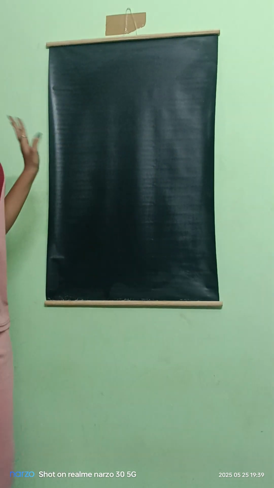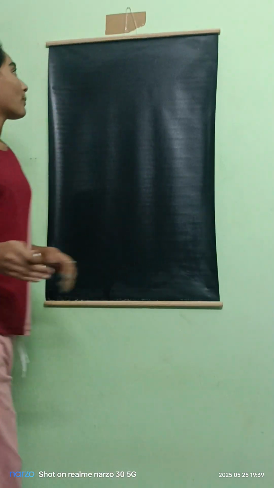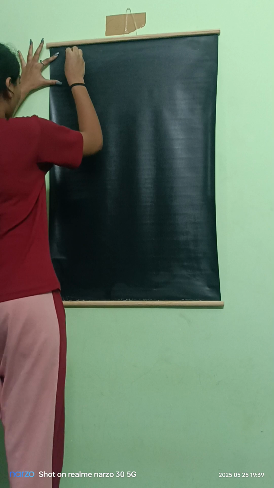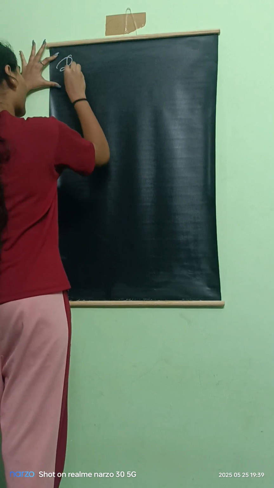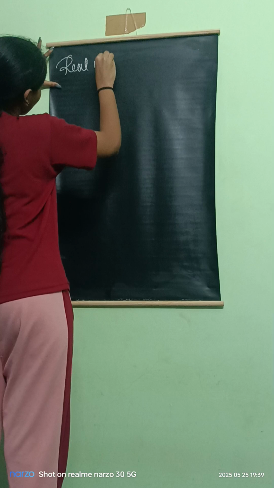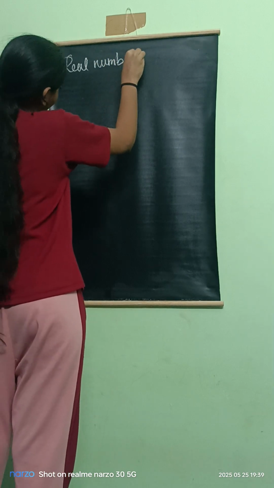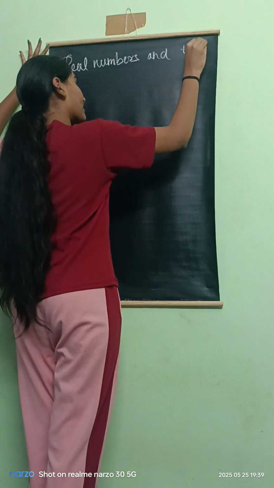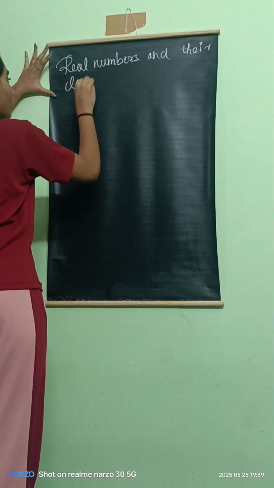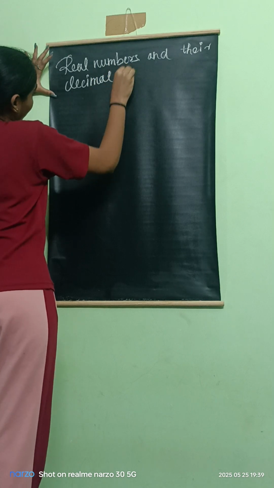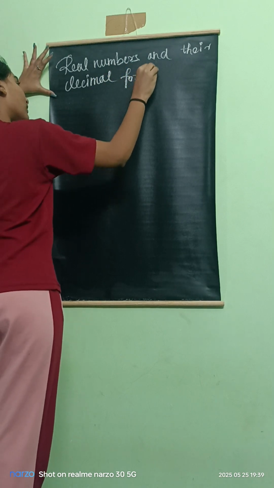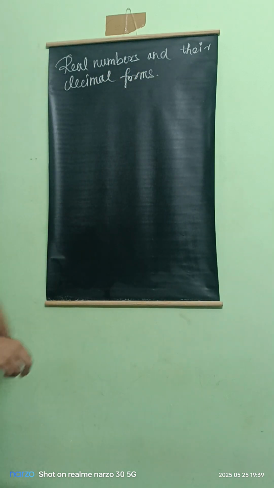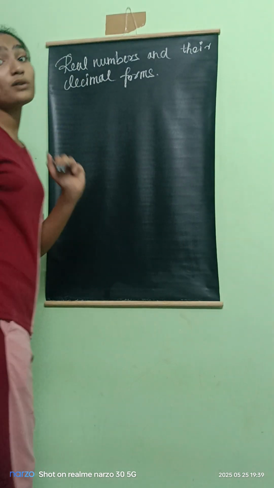Hello everyone. So let's continue the last topic which we ended in part 2 in today's session. So the next topic of ours will be real numbers on their decimal forms. Before knowing this, we have to know some terms.